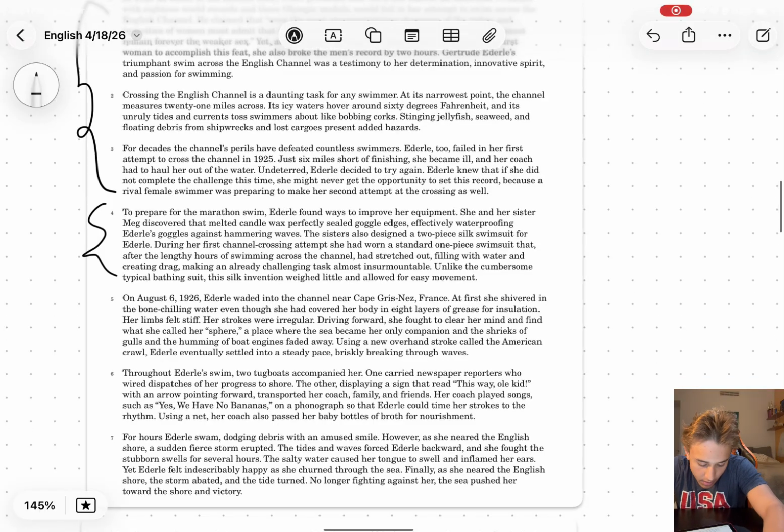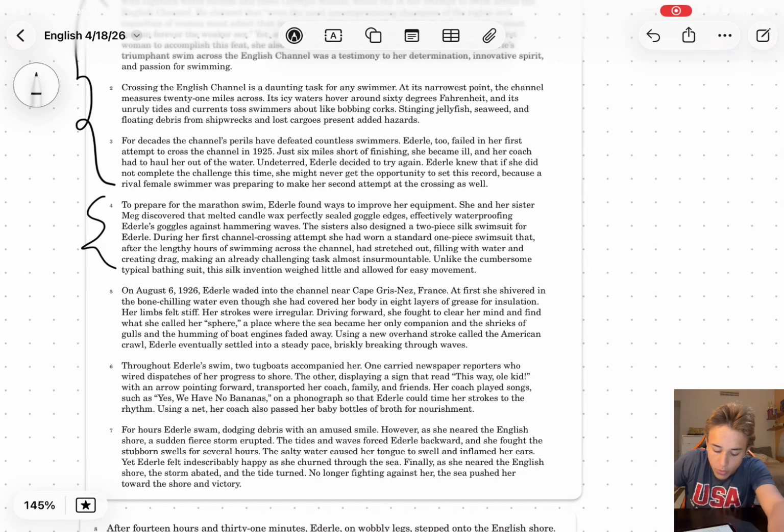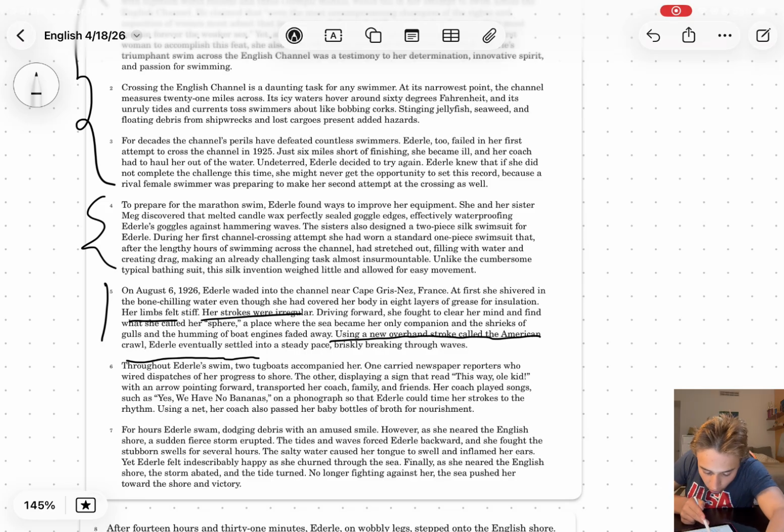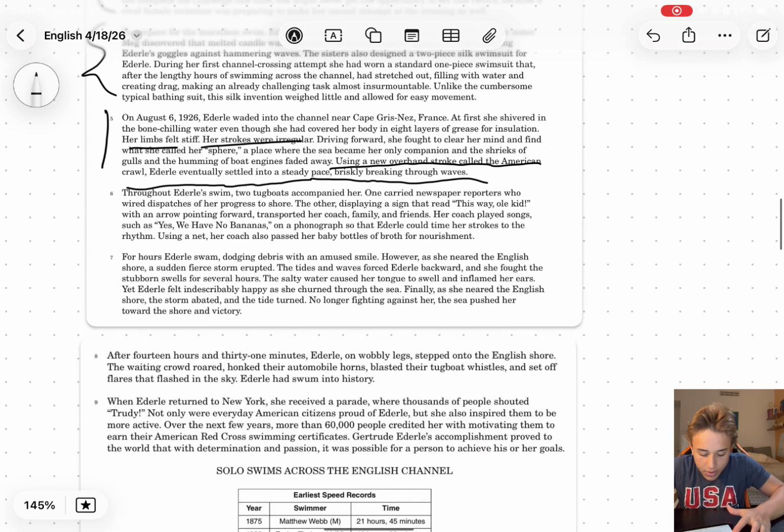But afterwards, it talks about the way she was swimming. In paragraph 5, it talks about the start of her swim, and it's giving, her strokes were irregular, all that. Those are negative things. But after that, it says, using a new overhand stroke called the American crawl, Adderley eventually settled into a steady pace, briskly breaking through waves. So this talks about the fact that she invented a new stroke, which is called the American crawl, and used that to swim. And, as we know, she succeeded, she broke the record. So she was a very successful swimmer at this task.